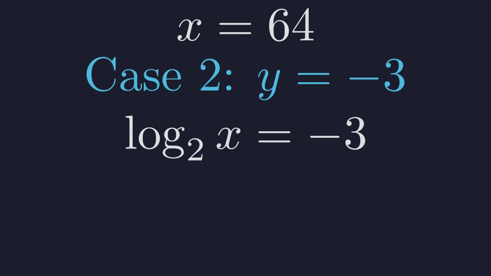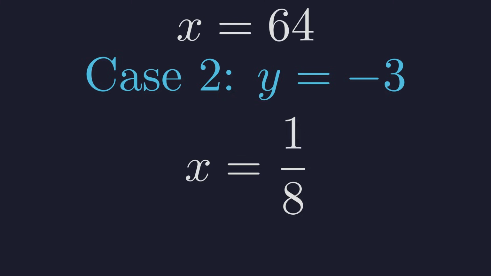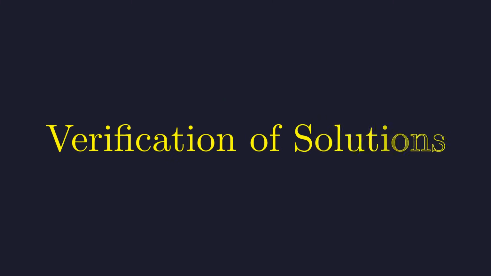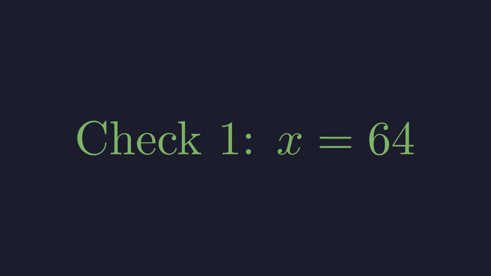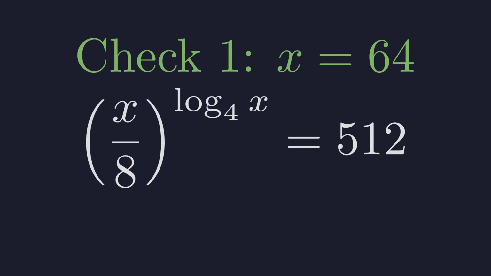This means the logarithm base 2 of x is equal to negative 3. In exponential form, x equals 2 to the power of negative 3. This gives us our second solution. x equals 1/8. A crucial final step is to verify that both solutions work in the original equation. First, let us check x equals 64.